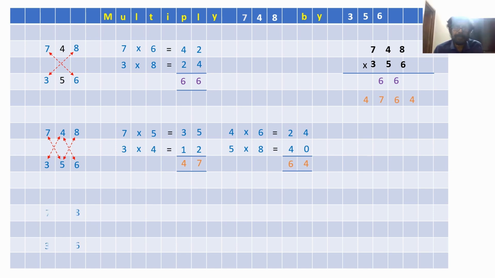The final step is to multiply the numbers vertically. That means we are going to multiply the hundreds digit by the hundreds digit. That's 7 times 3 is equal to 21. Then we multiply the tens digit by the tens digit. That's 4 times 5 is 20. And finally the units digit by the units digit, which is 8 times 6, 48. And these three numbers, 21, 20 and 48, are transferred up there.